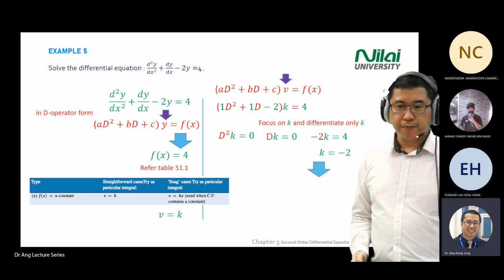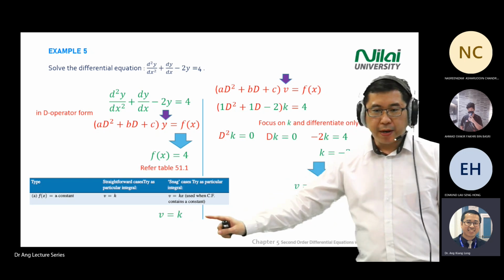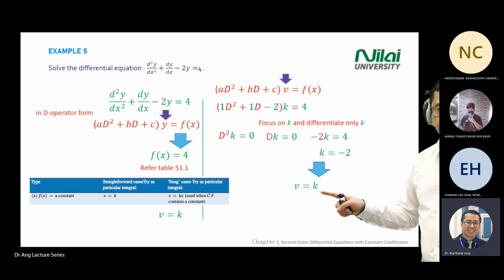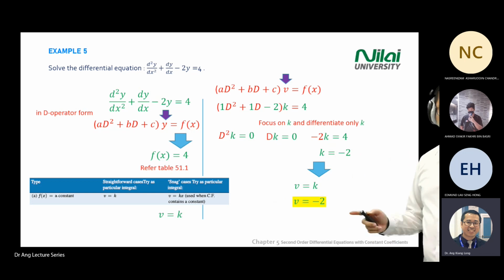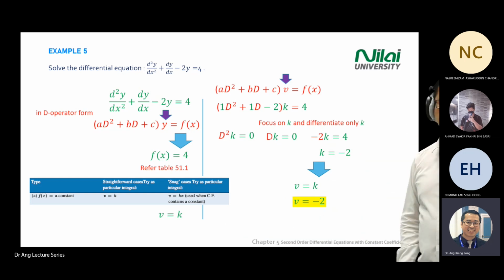Go to minus two. Then, just now remember what is your k? What is your v? Your v equal to k. Then what is your v? Your v equal to negative two. Here you clear your second part of your V.